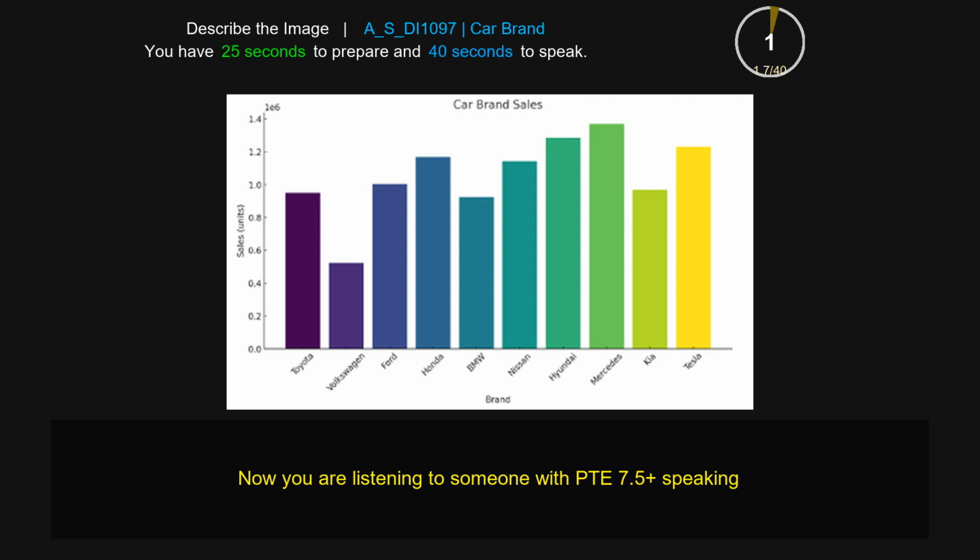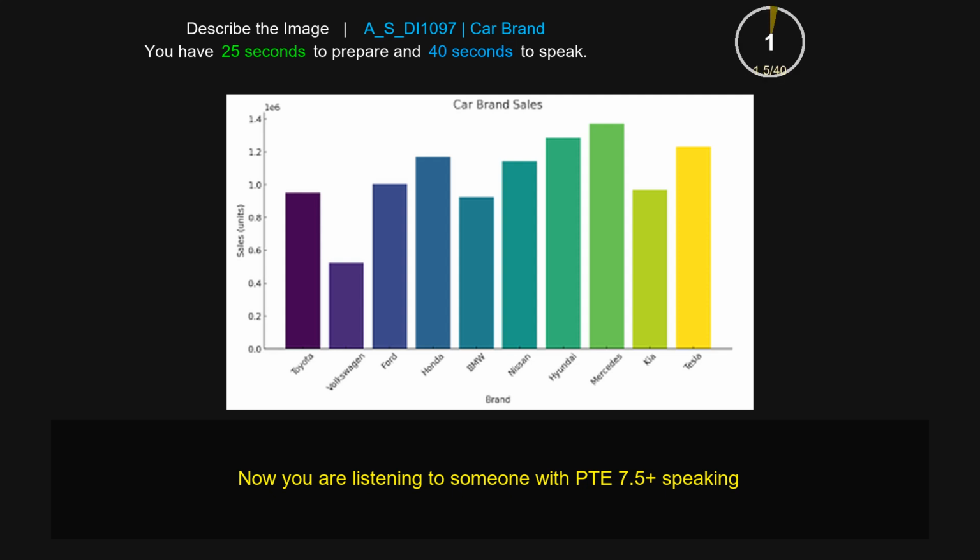This picture gives the information about car brand sales. In the picture, the biggest proportion is Mercedes, which is about 1.4 units, and the smallest proportion is Volkswagen, which is about 0.4%. In the picture, there are minimum and maximum 0.6 and 0.8%. In conclusion, this picture is about car brand sales.